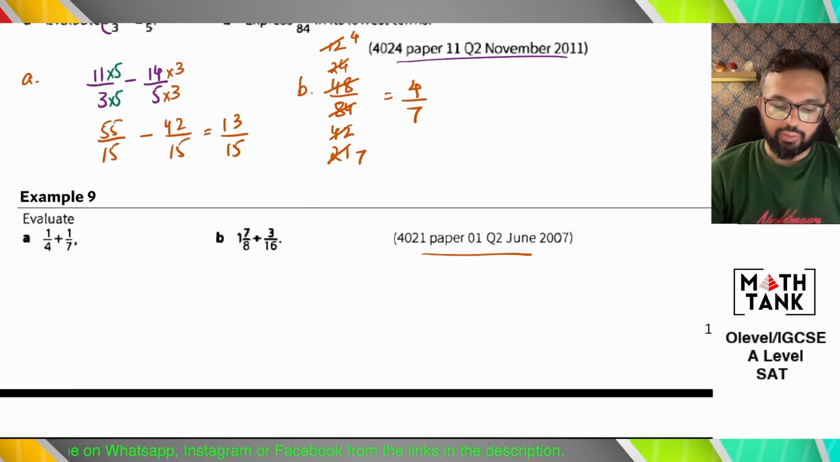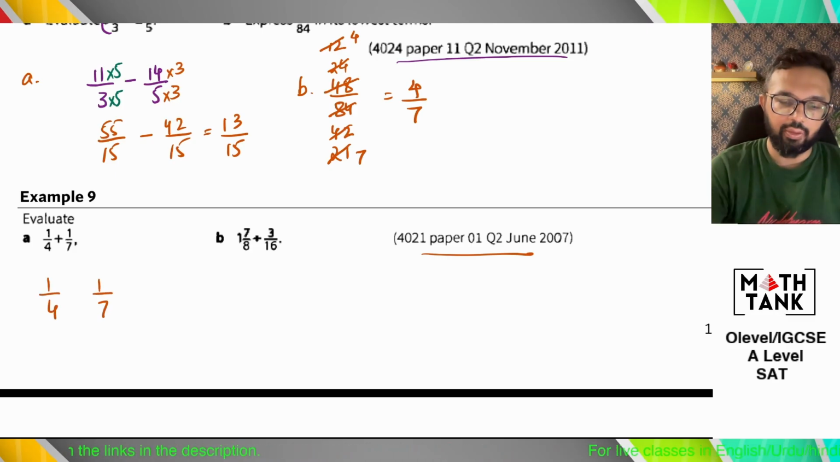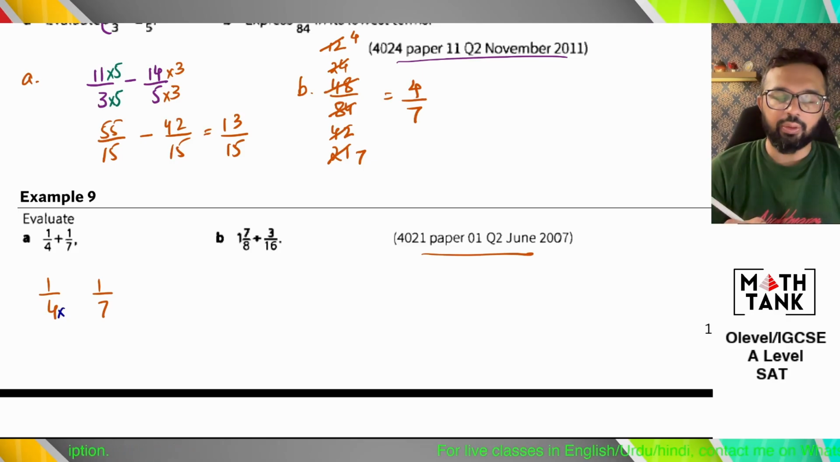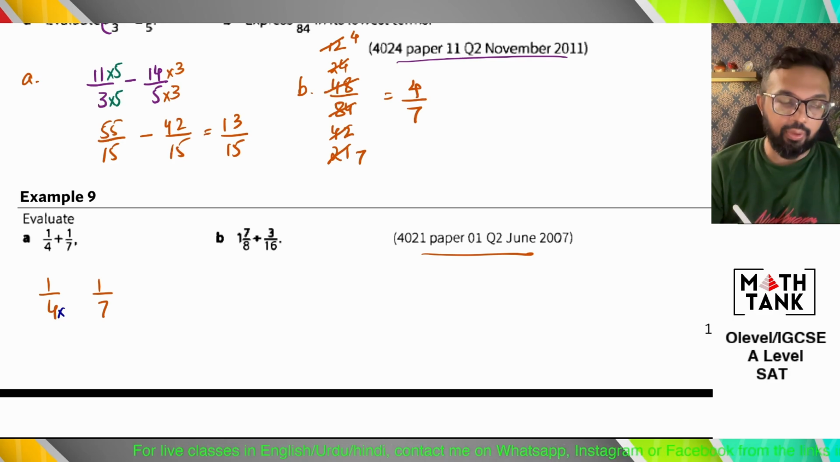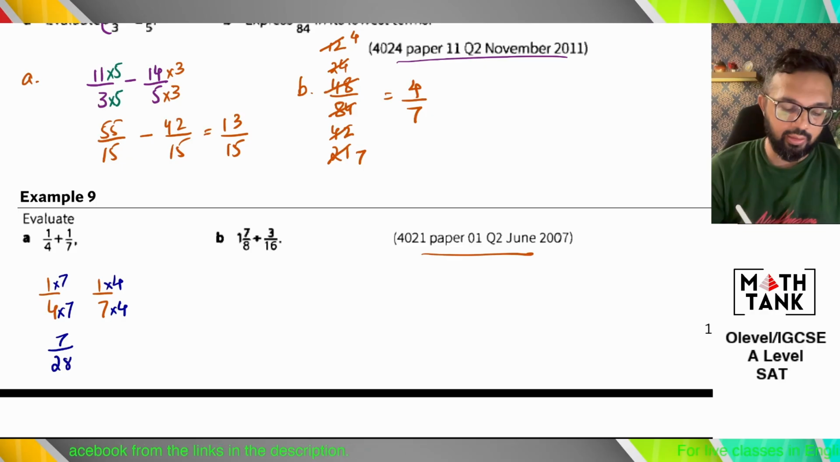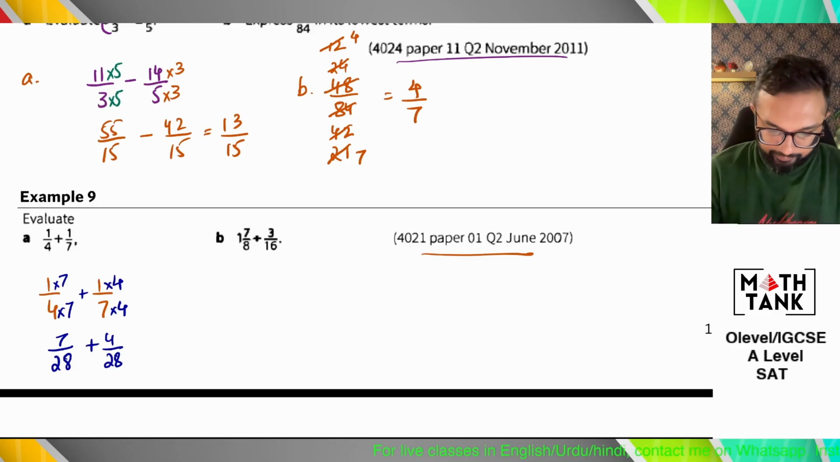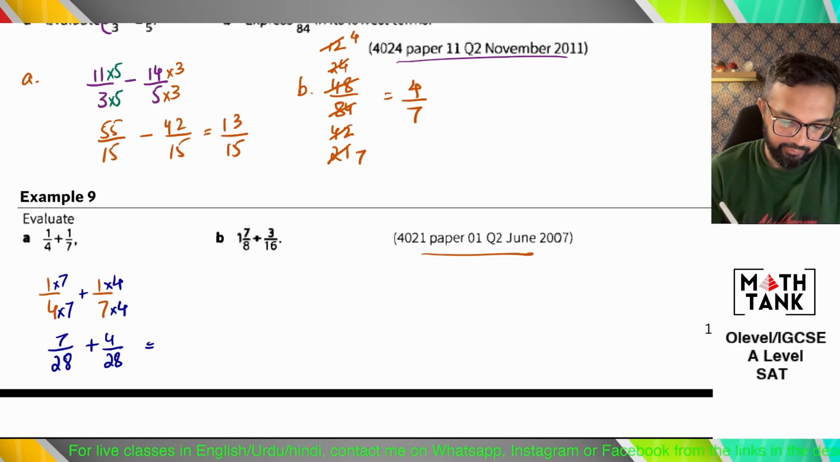Yet another past paper question that asks you to add. So you think about what is the common denominator of 4 and 7. You think about the number 28. So 4 times 7 and 1 times 7 as well. Okay. So 7 over 28 plus 4 over 28. So I get 11 over 28.